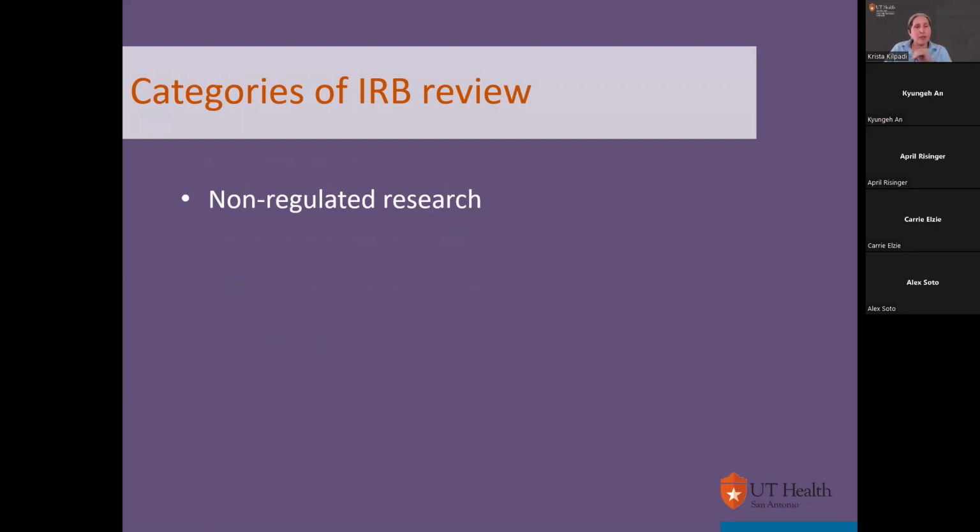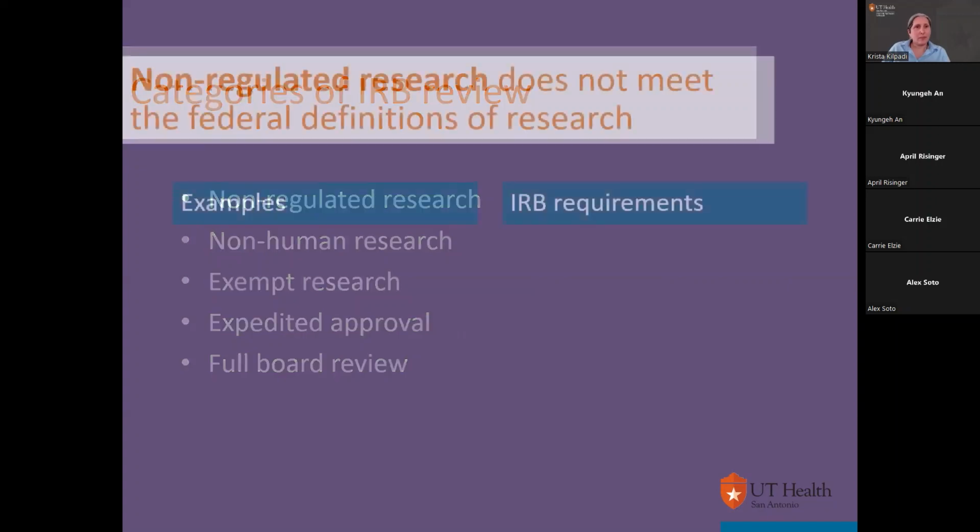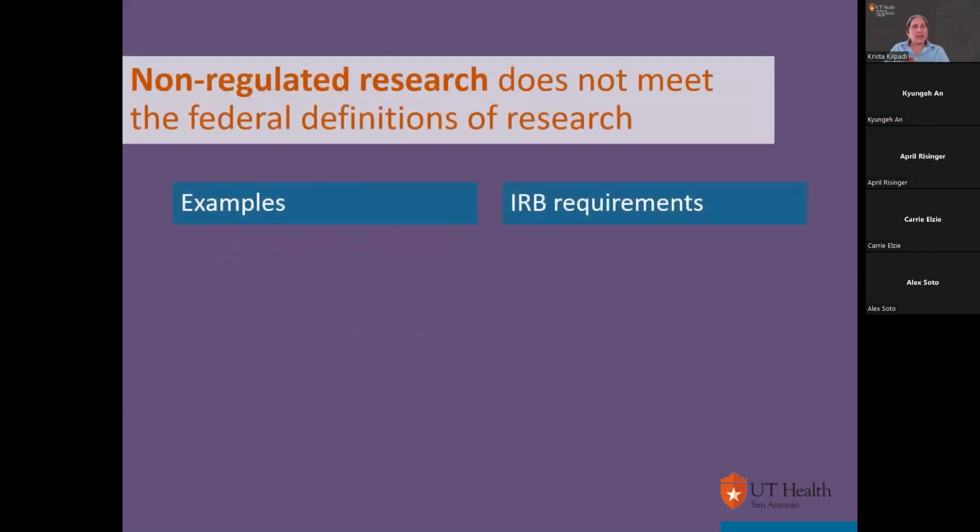We have non-regulated research. We have non-human research. We have exempt research. We have expedited approval, and we have full board review. So we'll go through these one at a time and see, and we'll talk a little bit about what each of these involves. All right, so first of all, we'll start at the bottom here.